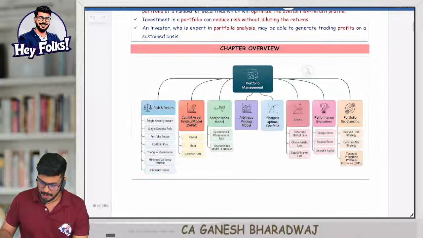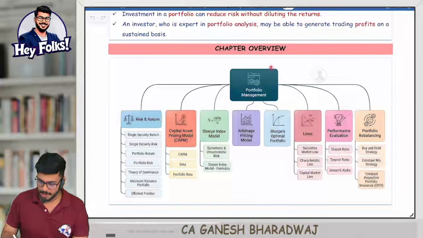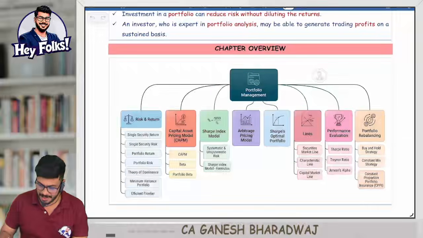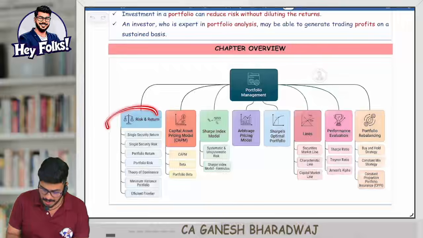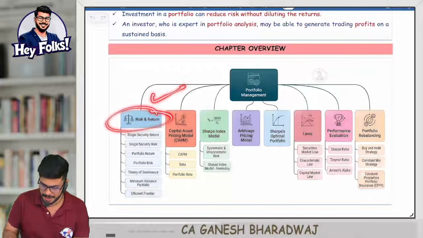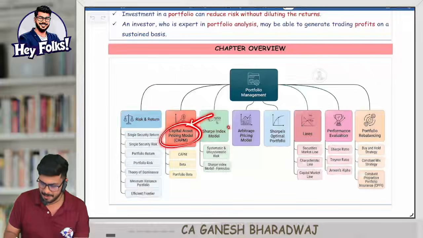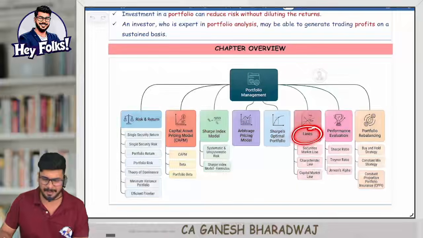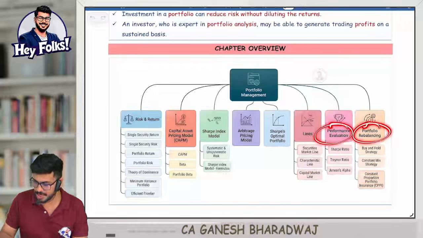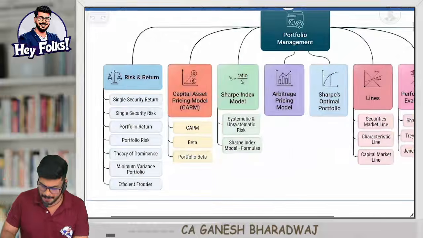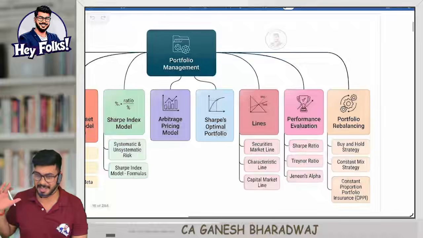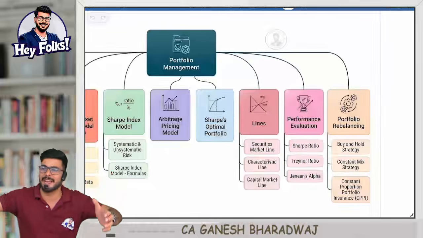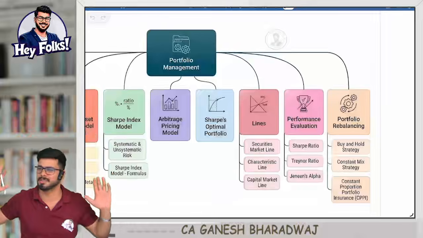In this particular chapter, portfolio management, I have bifurcated the entire chapter into 8 parts. Risk and return is the first part we'll be seeing. Then there's CAPM, Sharpe Index Model, Arbitrage Pricing Model, Sharpe's Optimal Portfolio, lines, performance evaluation, and portfolio rebalancing. Do not worry, don't try to understand everything right now. We will build the subject brick by brick, concept by concept, and we will make it into a beautiful palace.